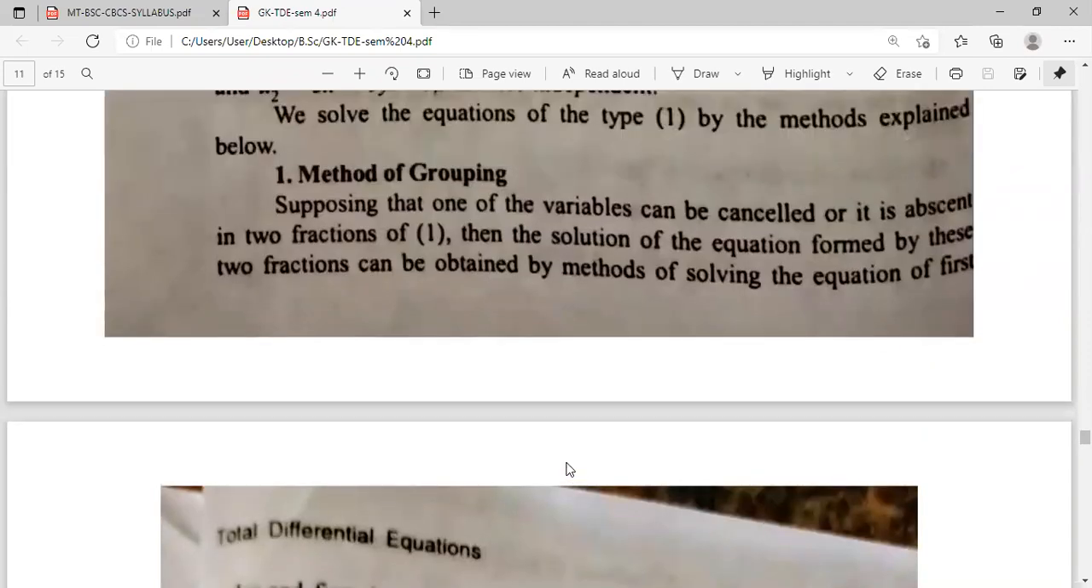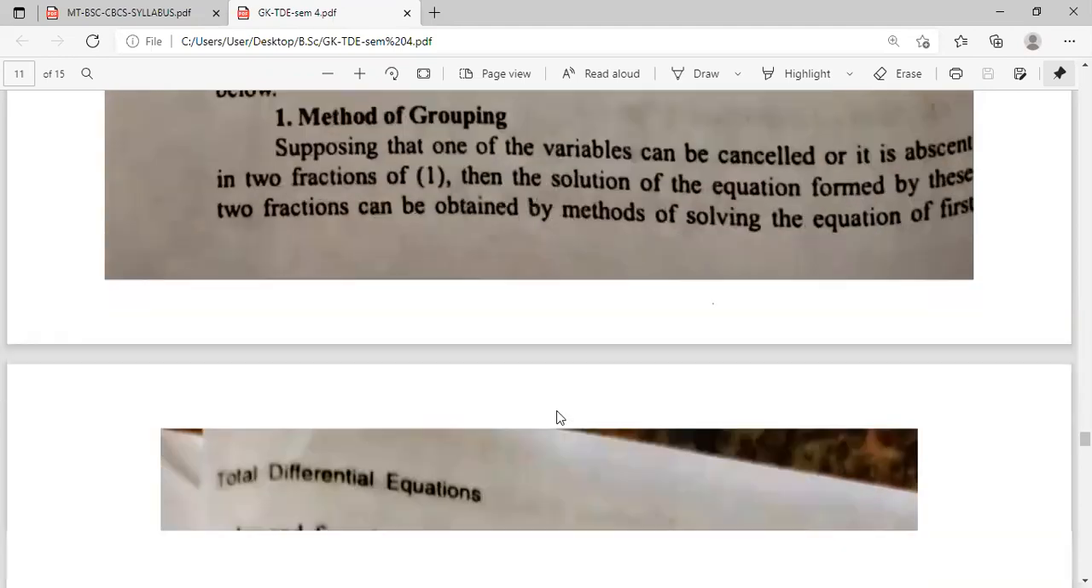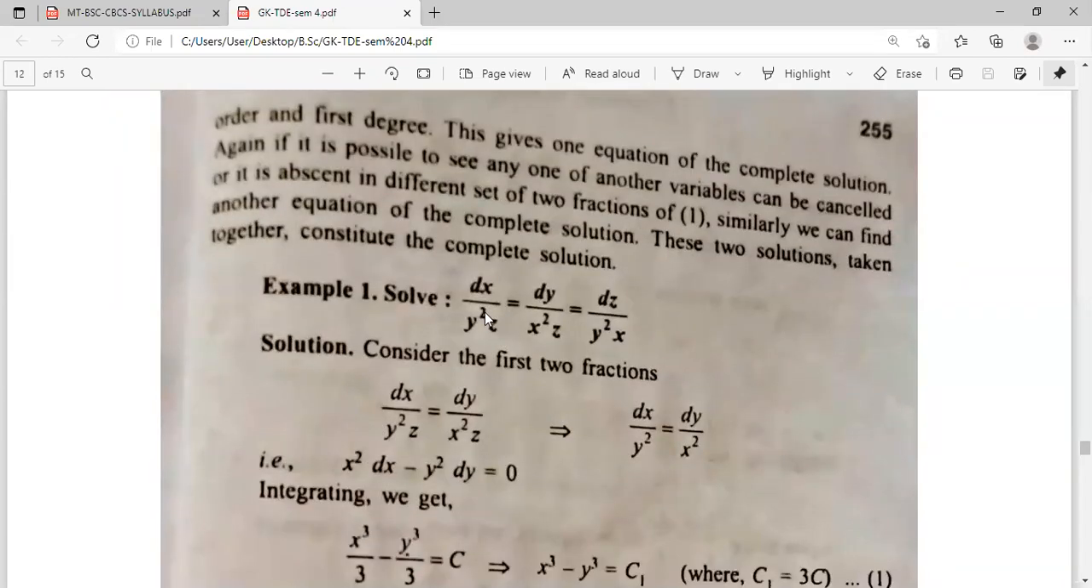Just remember here, how many variables are there? You are discussing only three variables. Out of three variables, if one variable is constant, how many possibilities are there? dx by p, dy by q, dz by r. You have three options: either you can take one and two, or two and three, or one and three. But here you have to choose in such a way that the variable is constant or it is cancelled.